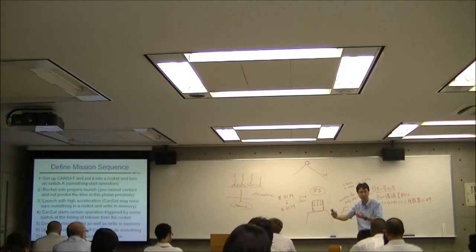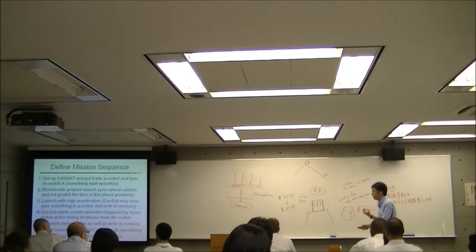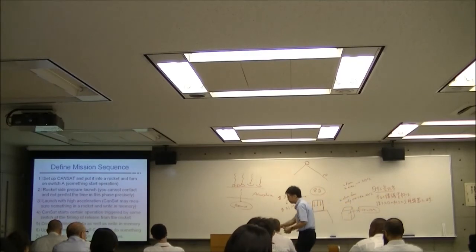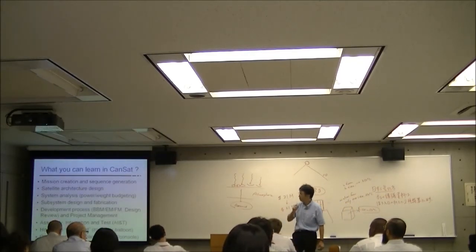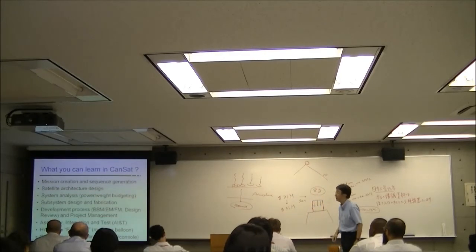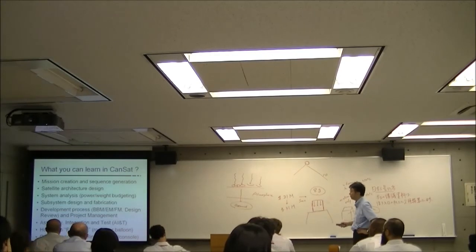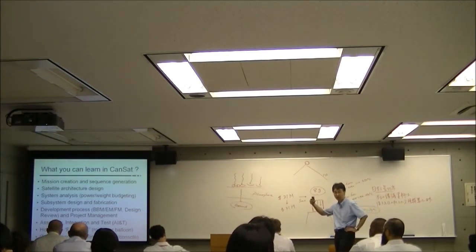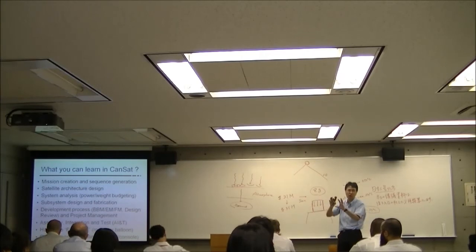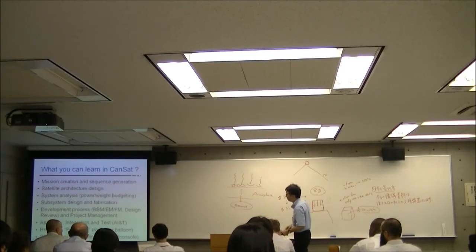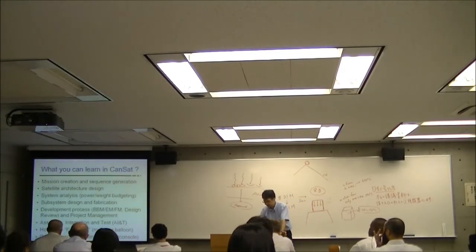Not only the mission creation itself, but also you should write this kind of mission sequence precisely. So this is very important. This kind of mission creation and sequence generation can be learned in the CanSat experiment. And also the satellite architecture design is another important one. As I said before, the CanSat and satellite have almost the same subsystems. So you can make the architecture design just like a satellite in the CanSat. And system analysis is also very important.